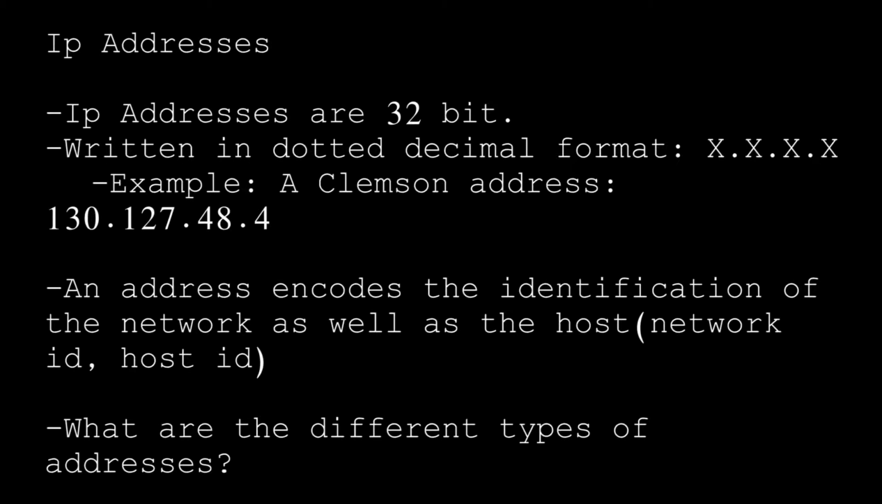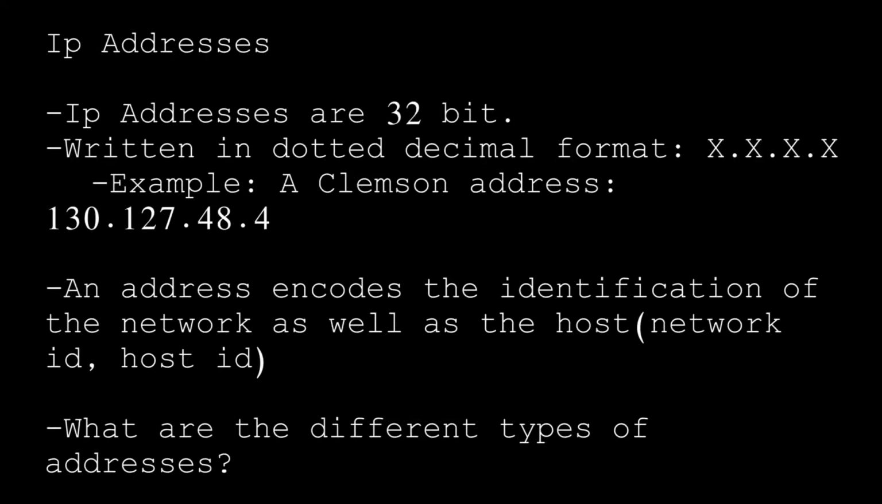There are two different types of IP addresses, IPv4 and IPv6. The most common addresses are IPv4, so today I'm going to be talking about those. IPv4 addresses contain 32 bits. They are written in dotted decimal format, which means there are 4 parts of the IP address. Each part is separated by a decimal.